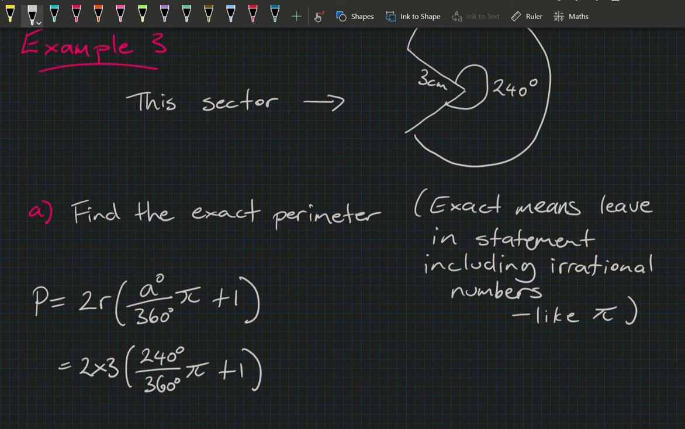So cleaning this up a bit, 2 times 3 is 6, and 240 divided by 360 is actually 2/3. So we're left with 6 times 2/3 of pi plus 1 in the brackets. And 2/3 times 6 is 4, and 1 times 6 is 6. So we're left with 4 pi plus 6. So that's the exact answer, okay?